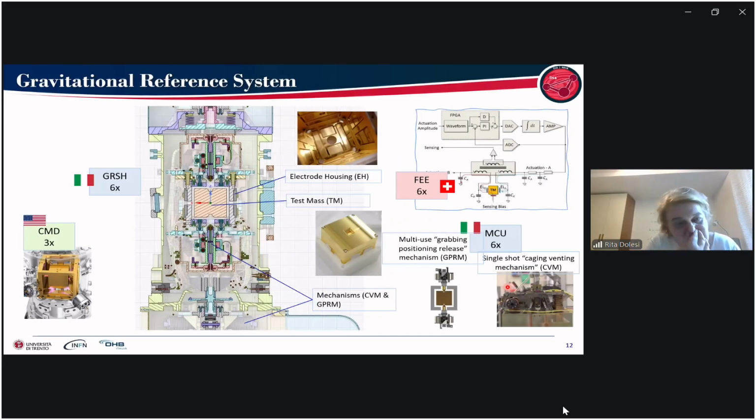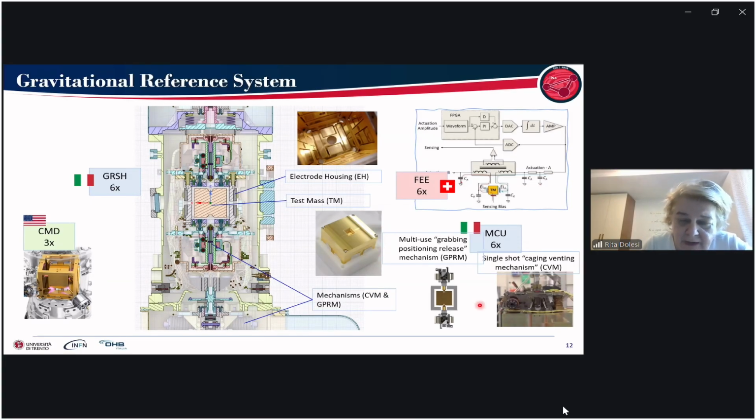The gravitational reference system has several subsystems. First of all, we have the test mass, our mirror and our geodesic reference body. This is surrounded by an electrode housing that gives the readout of the position of the test mass along all degrees of freedom, and allows also to apply electrostatic forces for the electrostatic suspension that we need. We have a discharging device that discharges the test mass, which otherwise would increase the overall noise with the charge accumulated by the cosmic rays. The electrode housing is operated with front-end electronics that allow for the position sensing and the actuation.